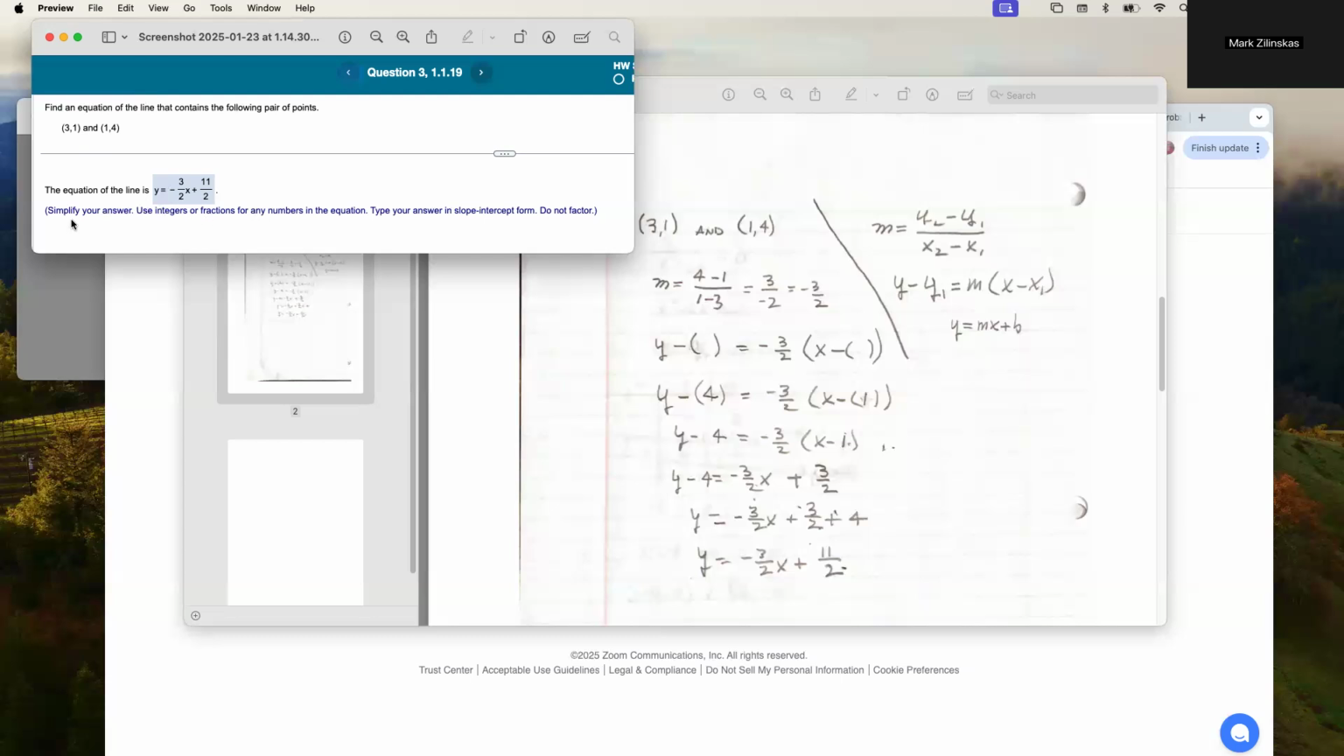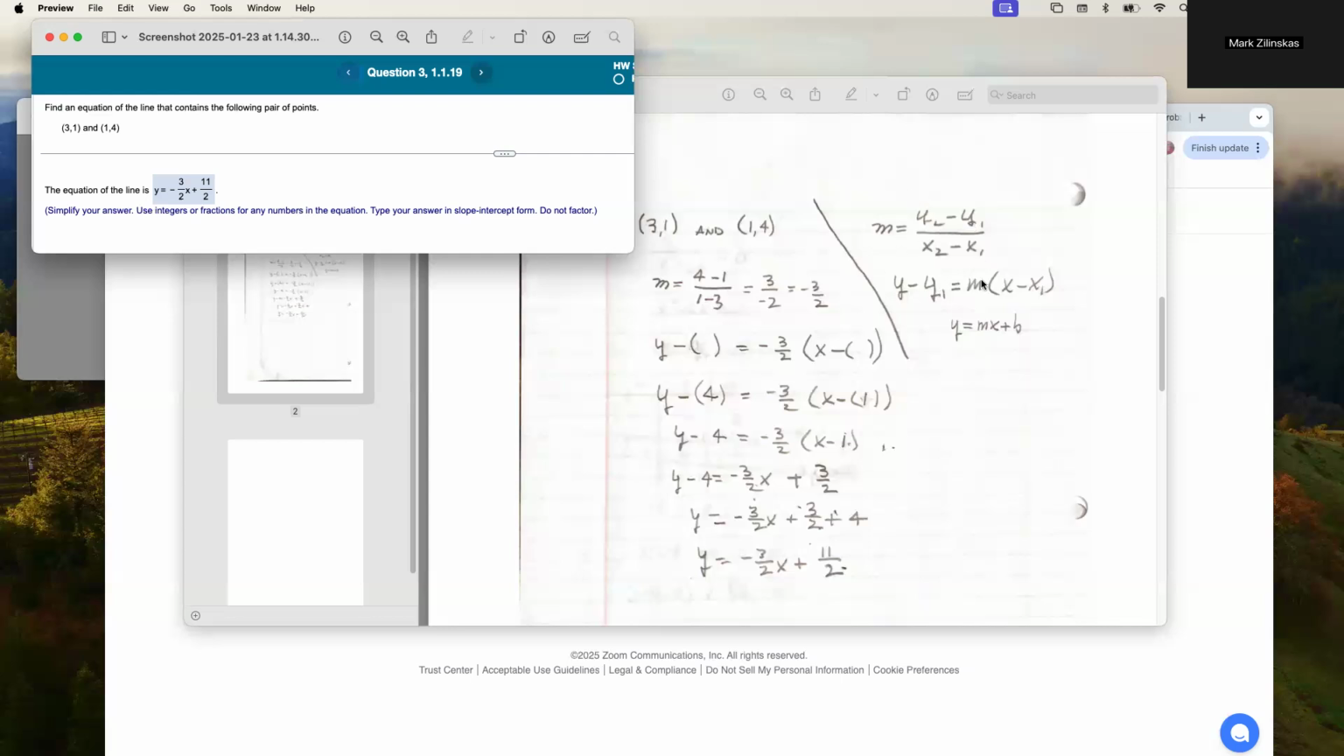One of the things you need to be very careful of when you're working with MyMathLab is these little phrases down here where it says, in this case, simplify your answer. You're only to use fractions or integers for numbers in the equation, and you have to have it in slope-intercept form, and they do not want you to factor. Okay, so you need to follow these directions, because you could technically have the equation, but it's not in the format that they're requesting, right?